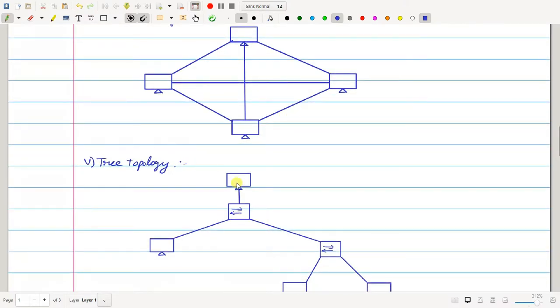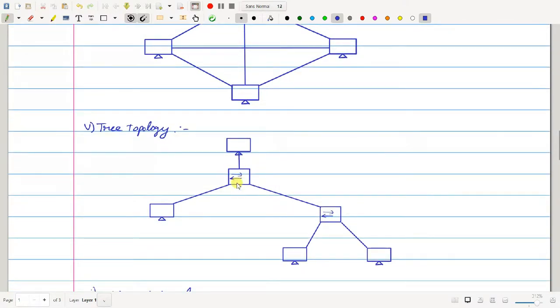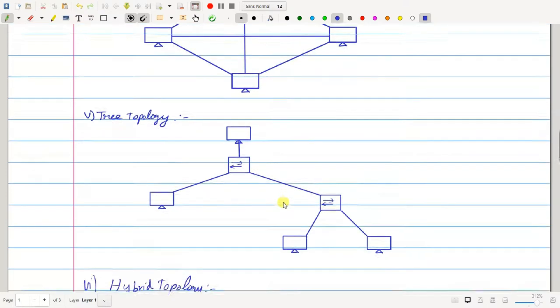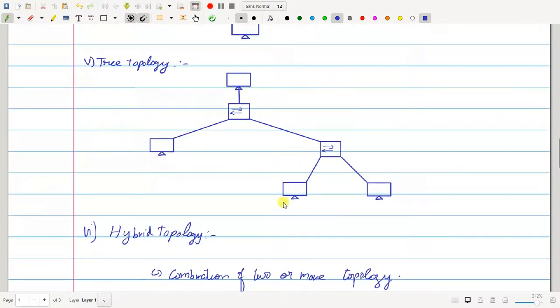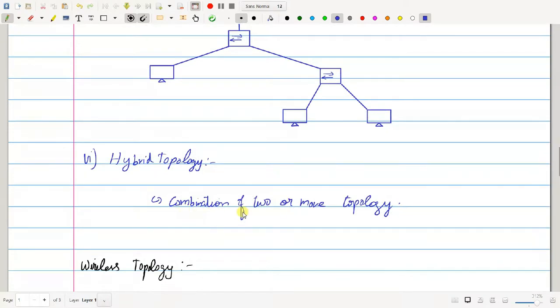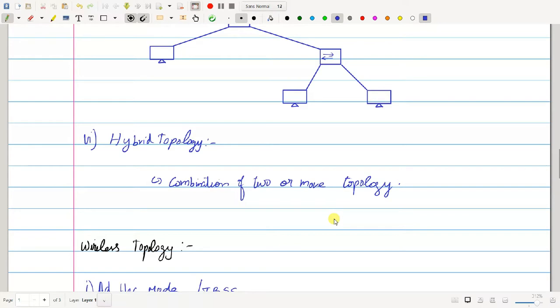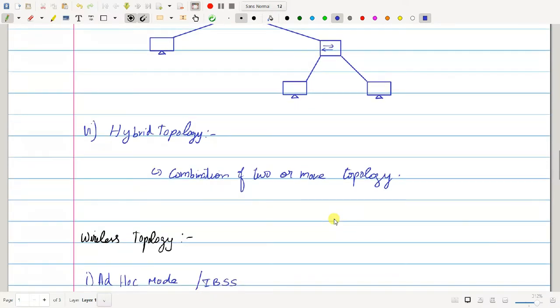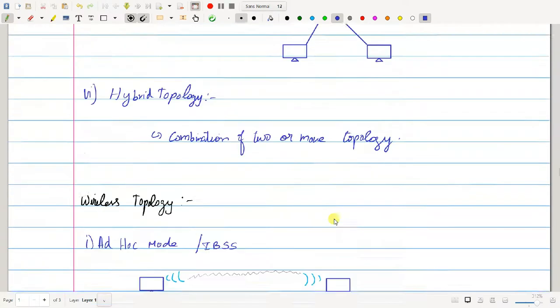In tree topology, all the devices are connected in tree fashion. Here, if the root node fails, then all the end user devices connected to it lose the connection. It is not widely used. Then we see about hybrid topology. It is a combination of two or more topologies. We can see all the topologies briefly by doing it in Cisco Packet Tracer.